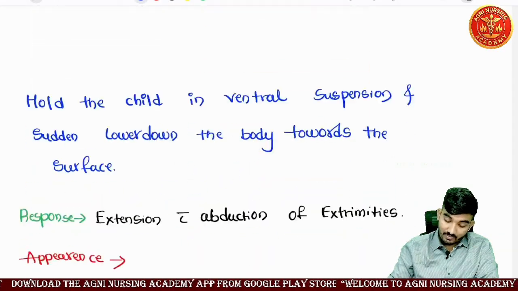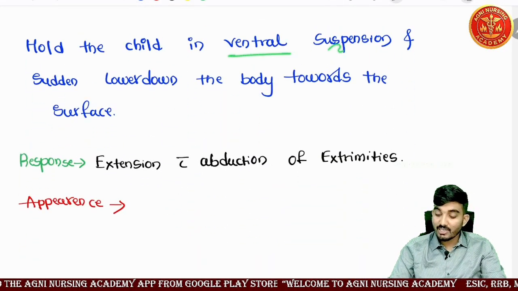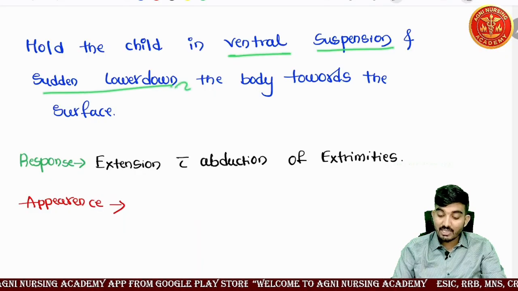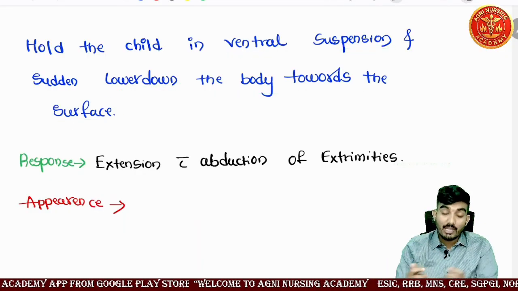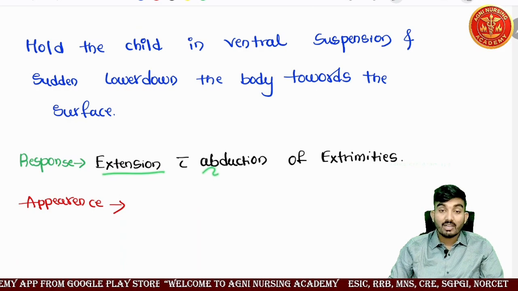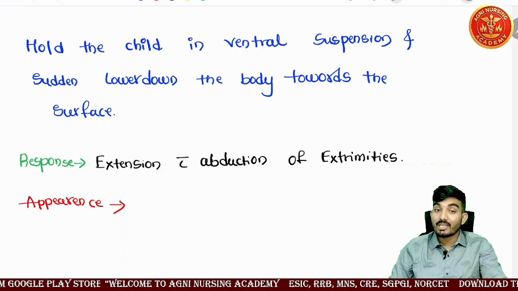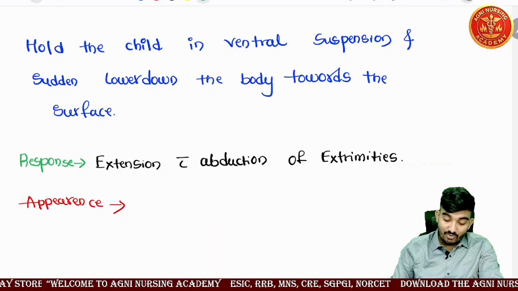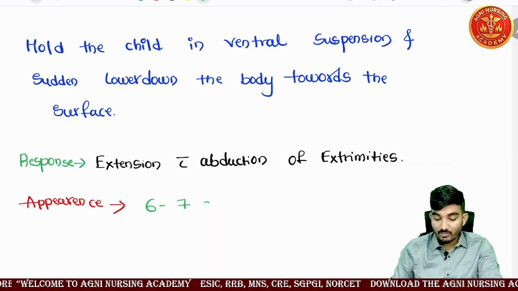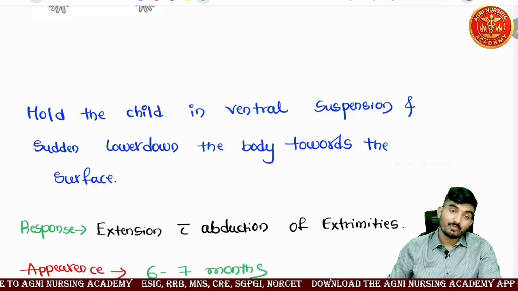See here, hold the child in ventral suspension and suddenly lower the body towards the flat surface. At that time, extension with abduction of extremities occurs. That is called the parachute reflex. It appears at the age of 6 to 7 months.